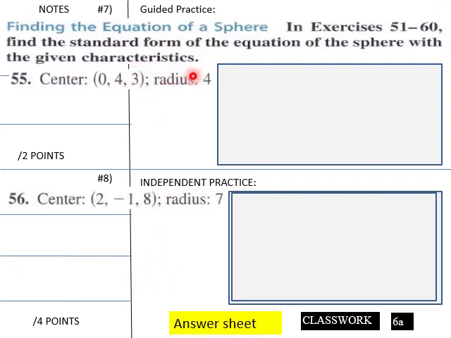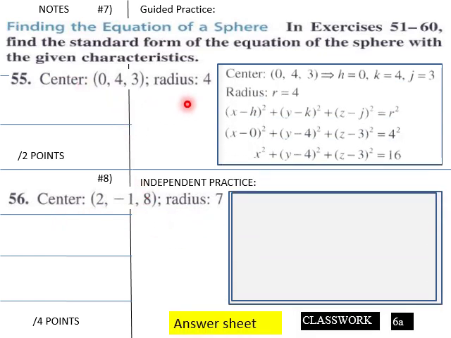Okay, let's try one. Find the standard form of the equation of the sphere with the given characteristics. So we have a center here at 0, 4, and 3, and then a radius of 4. So find the standard form of the equation. The one down here is yours, do that one on your own. We're going to do this one now.